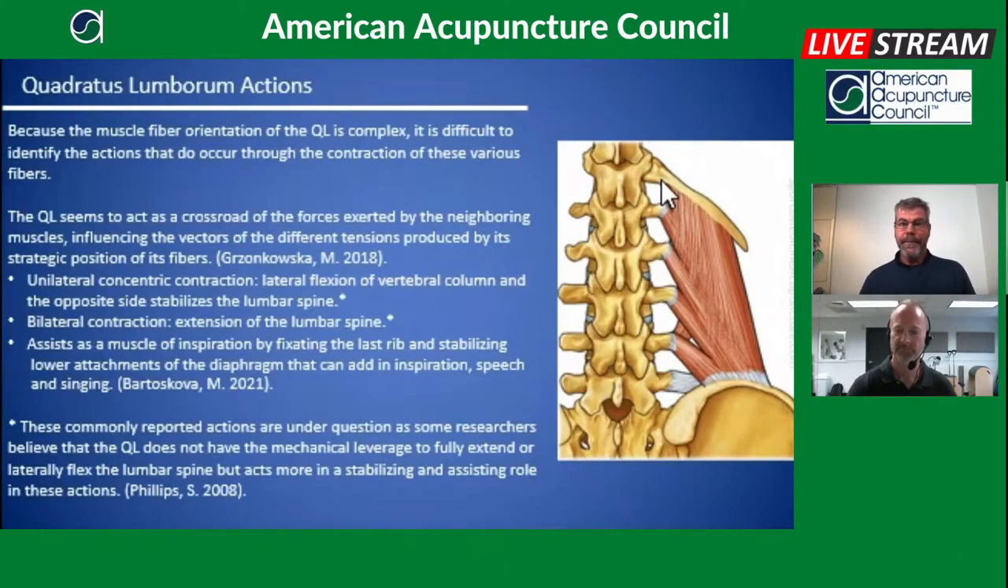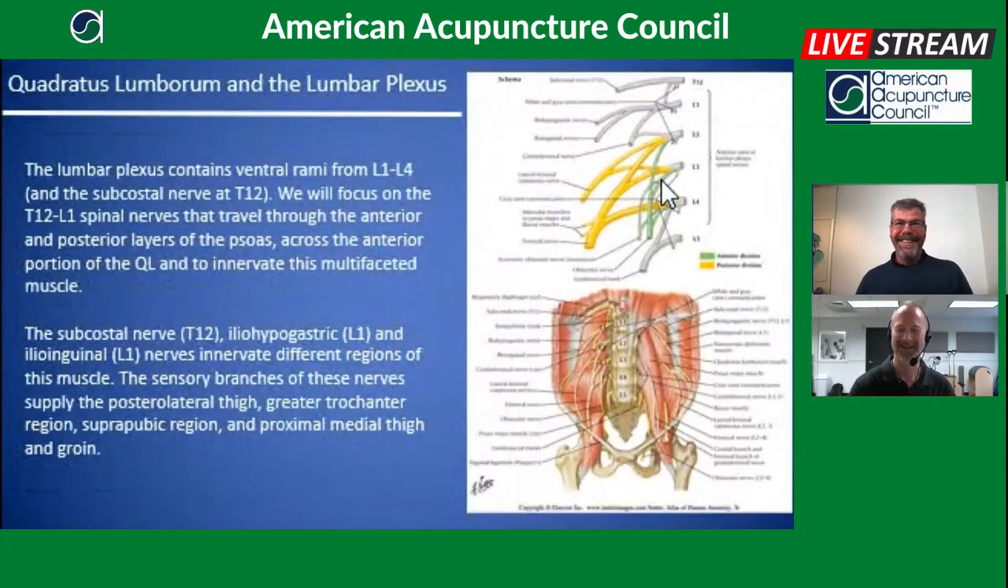Mm-hmm. Cool. Right. Boy, we talked about that slide for a long time. Yeah. So right, the Quadratus, I'm sorry. Yeah, you're on still. Yeah.